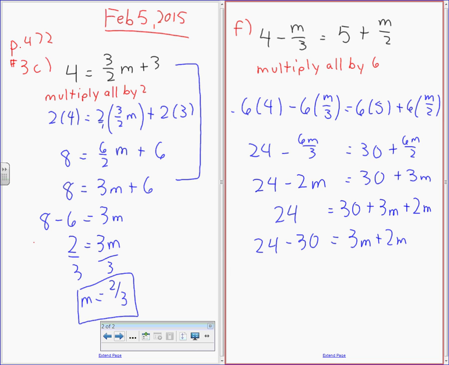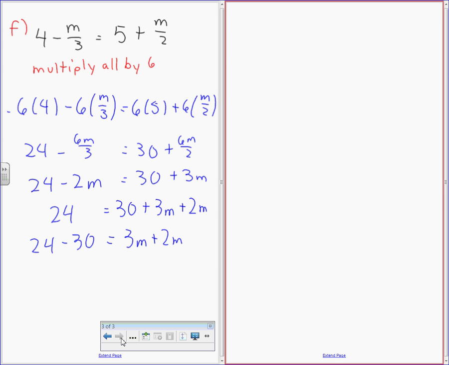Want to go to the next page? I hope everyone's done the left-hand side. Is everyone done the left-hand side? Yes? Okay. Aiden, what is 24 minus 30, please? Good. What is 3m plus 2m? 5m. Good.